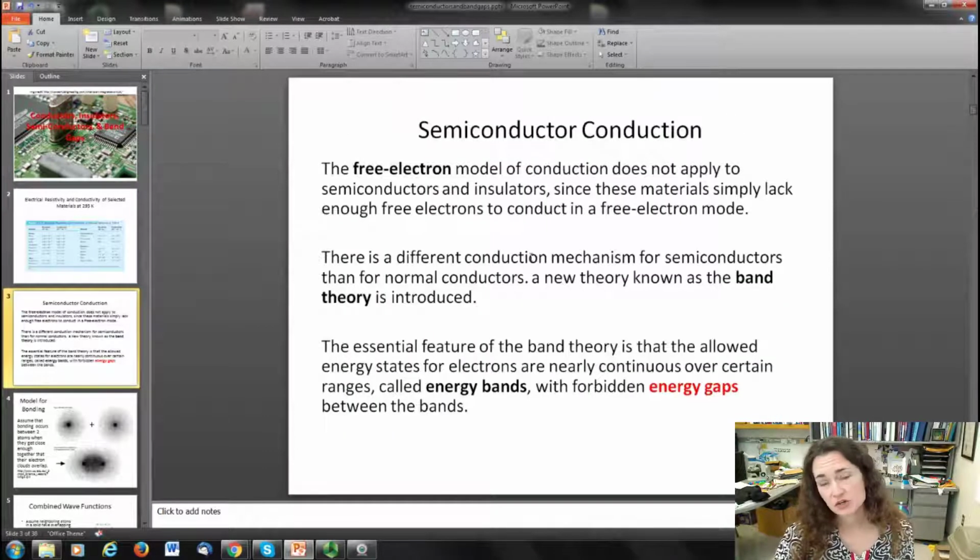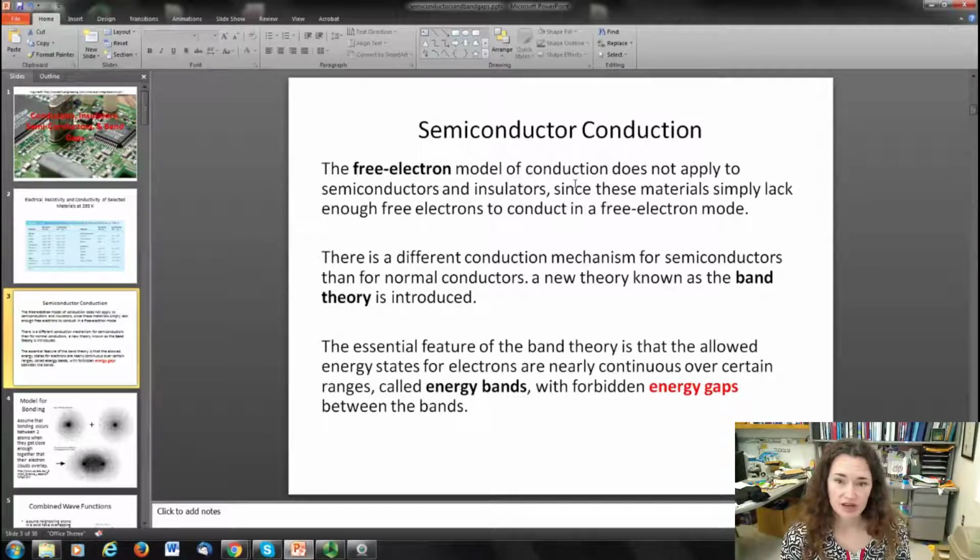Now, the free electron model of conduction, which we've talked about before, doesn't apply to semiconductors and insulators. It only applies to metals. Remember that in the free electron model, each parent atom donates an electron or two to the sea of electrons, and then those electrons are free to move around as the charge carriers freely within the solid metal. However, insulators and semiconductors don't do this. They don't donate electrons to the sea very easily.